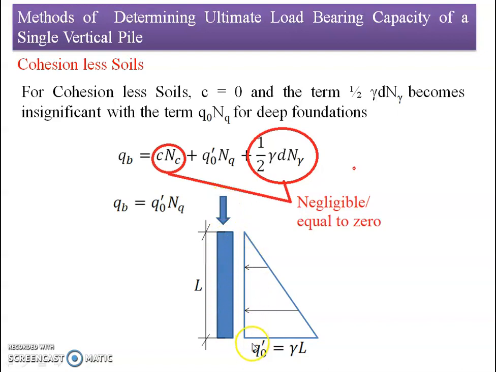Then the effective overburden pressure at the base level will be equal to gamma into L. In the case of a shallow foundation, we used to put gamma into D, which was the foundation level, for the effective pressure at foundation level. So here the effective pressure will be given as Q dash equals gamma into L.